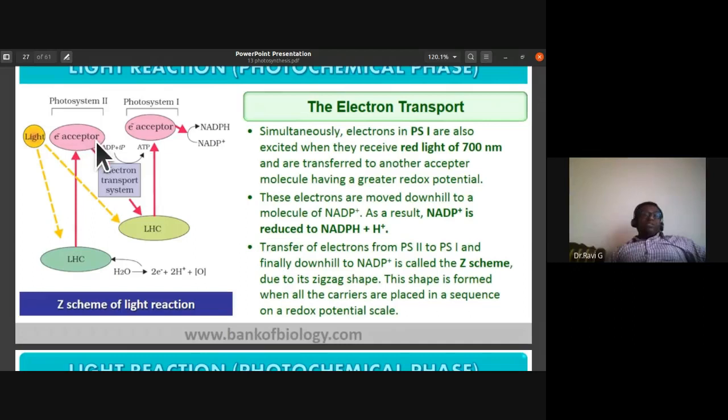So how is this arranged, and why should it be in the upward direction? It is based on the redox potential scale. When they have a higher redox potential, it is uphill. When they have a lower redox potential, it is downhill. So that is how we are obtaining this Z scheme. It is called the Z scheme due to its zigzag shape. This shape is formed when all the carriers are placed in a sequence as per their redox potential scale.